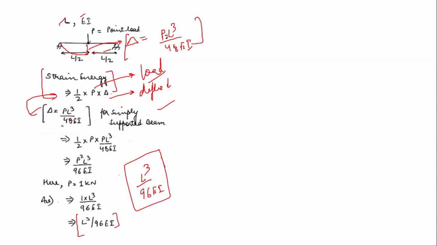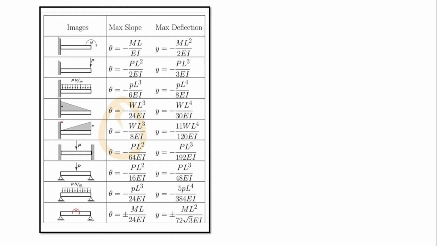Let's move on to the next slide. Here I have mentioned each and every beam. You can see what will be the deflection and what will be the maximum slope for each beam. Let's take the first beam. This is the cantilever beam in which moment M is acting. When this kind of beam is given, you will take slope as ML upon EI, and Y will be equal to ML square upon 2 EI.